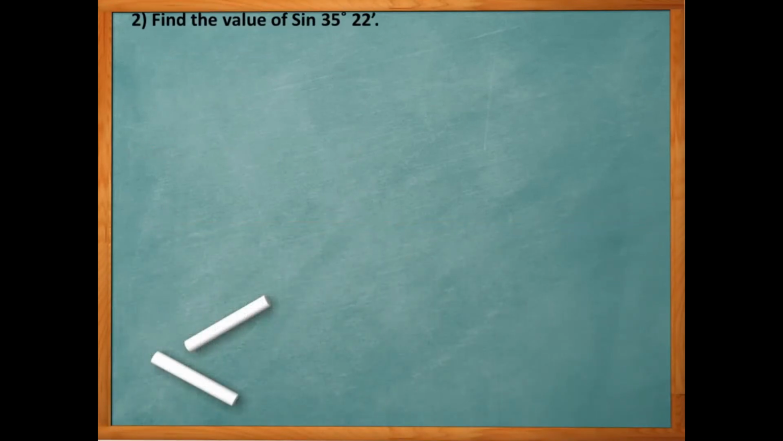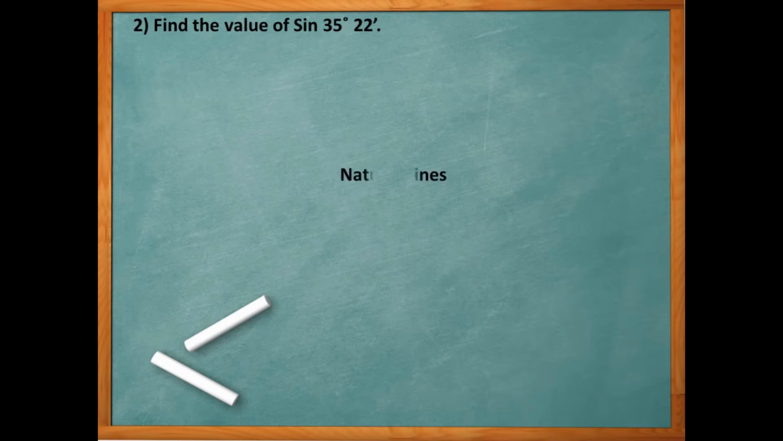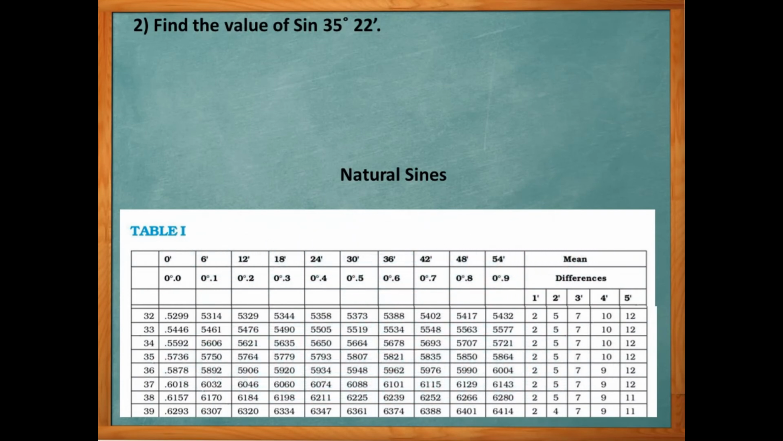So now let's have another example. Find the value of sine 35 degrees and 22 minutes. So first, we will go to the first column and look for 35 degrees. So this is the row of 35 degrees. And now let's find the value of 22 minutes along the row of 35 degrees. But since 22 minutes is in between 18 and 24 minutes, we will use 18 minutes. And the value of 18 minutes along 35 degrees is 0.5779.